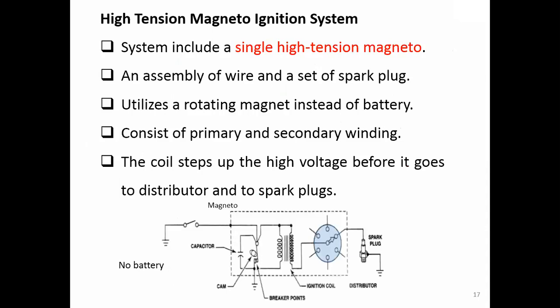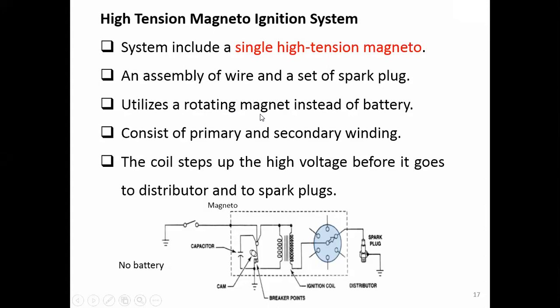Okay, the magneto ignition system can be divided into two. The first one is the high tension, or high voltage, magneto ignition system. This system will include a single high voltage magneto, so we have only one high voltage magneto, and it will have an assembly of wire, which is the primary and the secondary, and a set of spark plugs. It will use a rotating magnet.